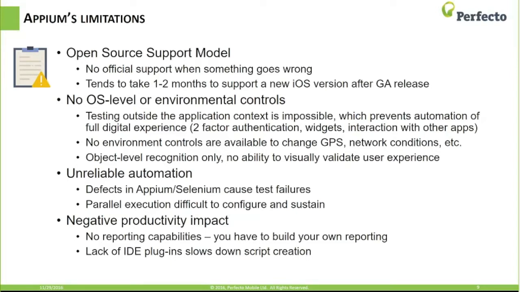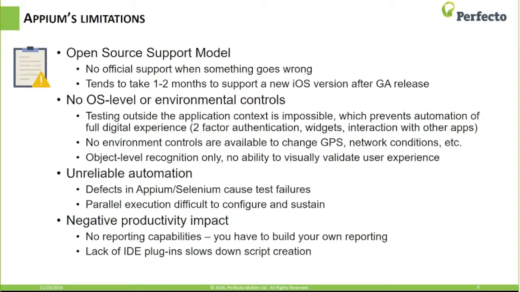Right? It's also somewhat unreliable, right? We already talked about the fact that it's a little bit flaky, and it has these unexplained failures, and there are defects that cause test failures. It's also very difficult to configure parallel execution in a reliable fashion with Appium. It has some limitations in this respect, and it's not built really for enterprise-grade parallel automation on multiple devices at the same time. It's more of a single-threaded model.